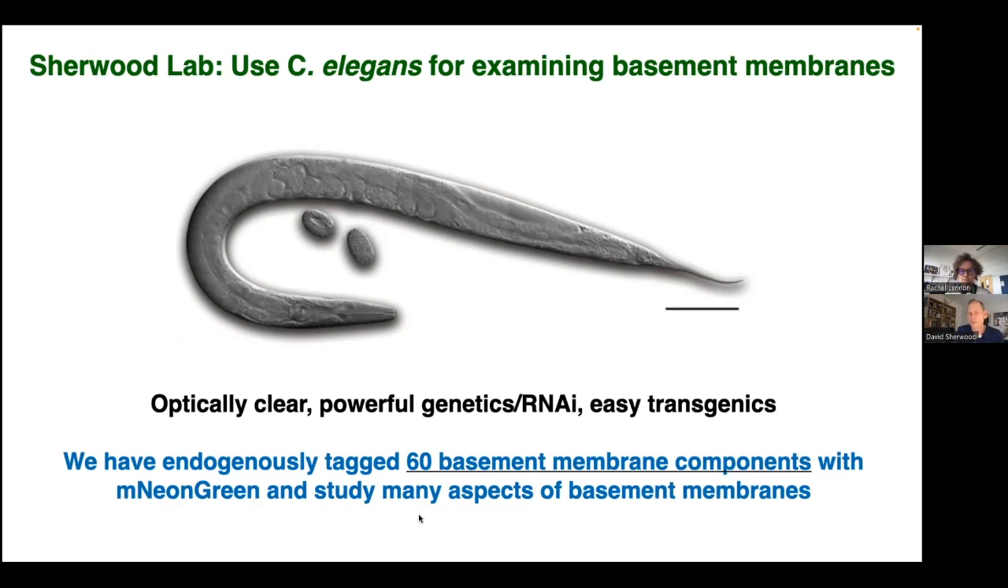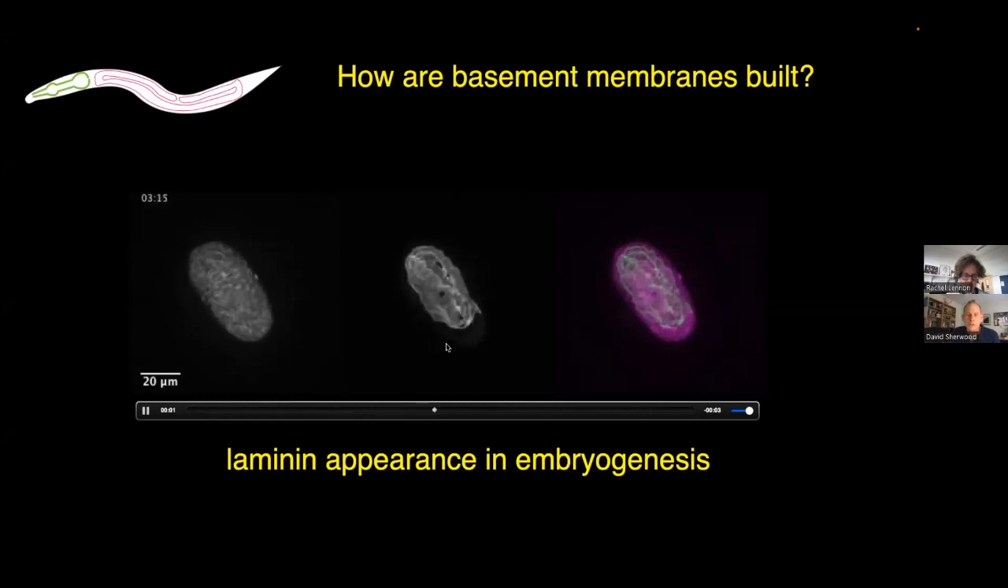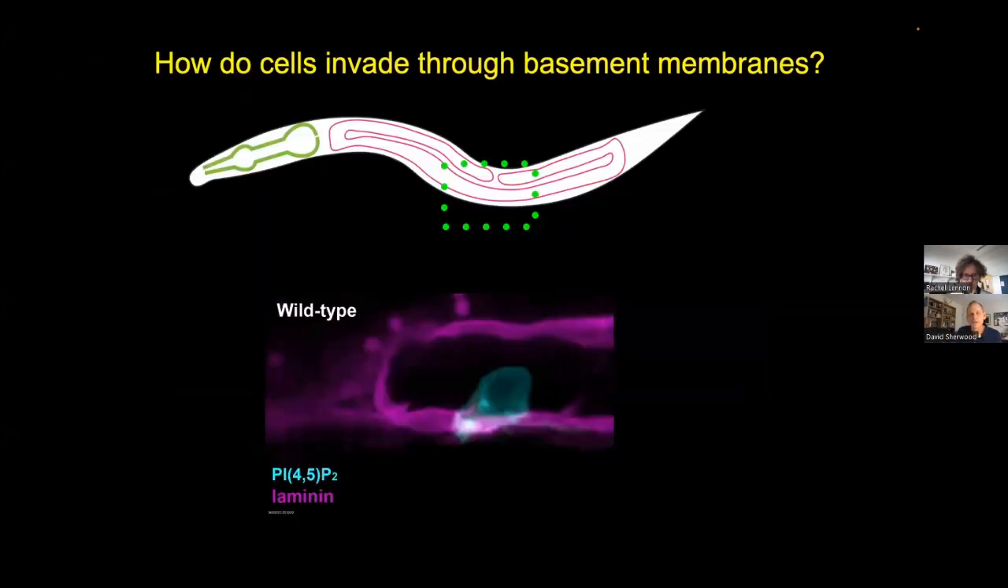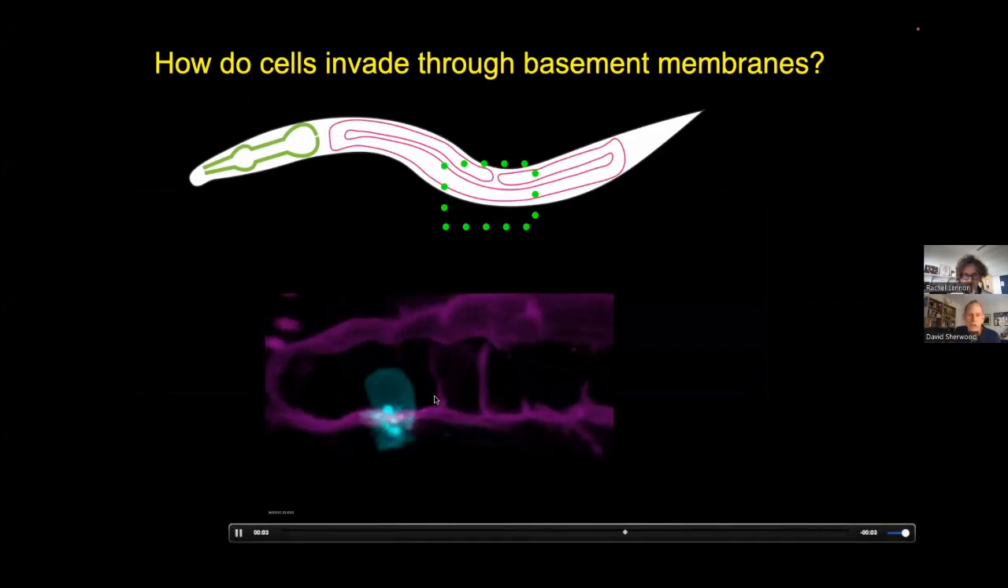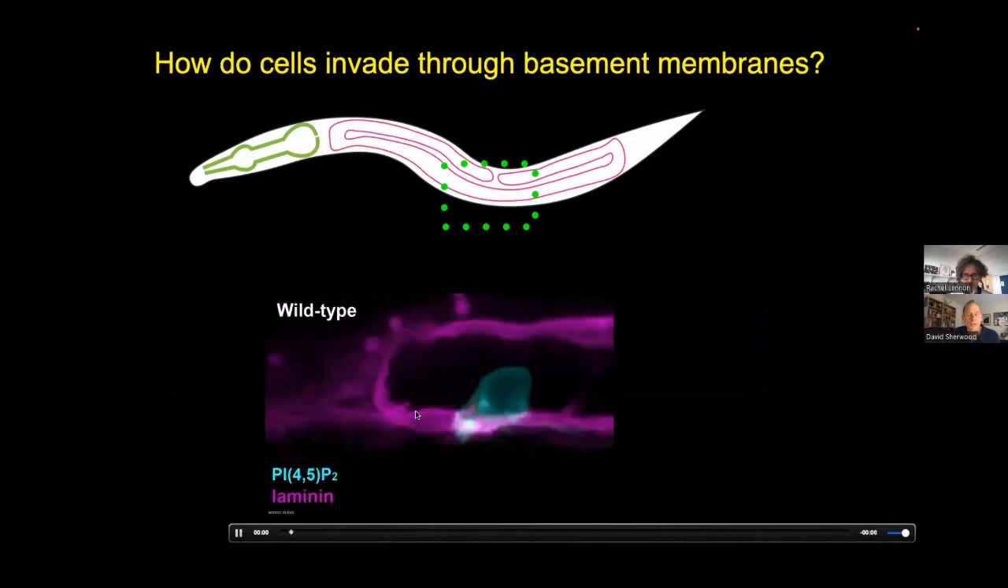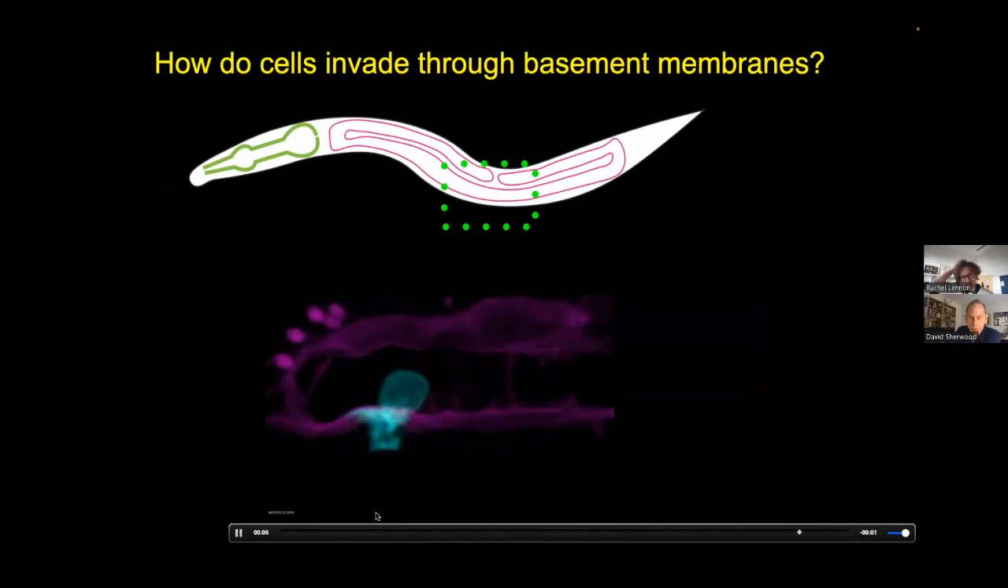And with this toolkit in this system, we study a lot of different aspects of basement membrane biology. Just a couple of examples. We look at how basement membranes emerge in development. The first component that emerges and enwraps tissues is laminin. It's associated with the cell surface, and you can see that in the center panel here, emerging and enwrapping in all tissues during embryogenesis. We can also examine how cells invade through basement membranes as a model for metastasis. We have the only model in the world where we can actually watch a cell in a living animal breach a basement membrane to understand how cancer cells hijack this program.